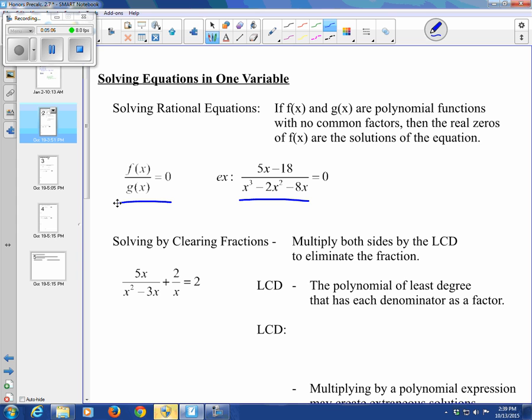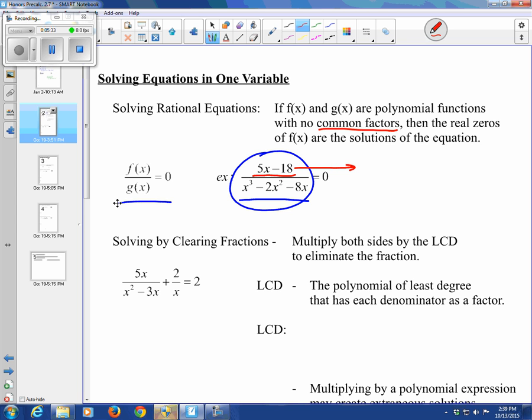Basically, the way we can think about this is a fraction is going to equal 0 when the numerator of that fraction equals 0. So this statement is going to equal 0 when we have 0 in the numerator, so long as we don't have a 0 in the denominator. And this is what we mean by no common factors. If 5x minus 18 is a factor of the denominator, then we're also going to get 0 in the denominator and we'd be undefined.